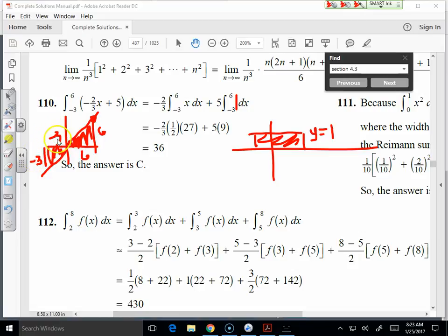We would have 1/2 base times height, but remember this needs to end up being a negative number because the area is below. Does that make sense? Cool. So we end up with 1/2 of 9 plus 1/2 of 36.